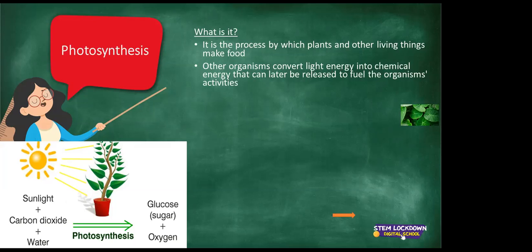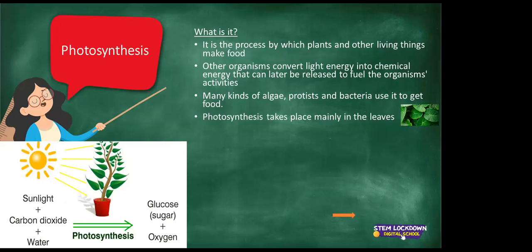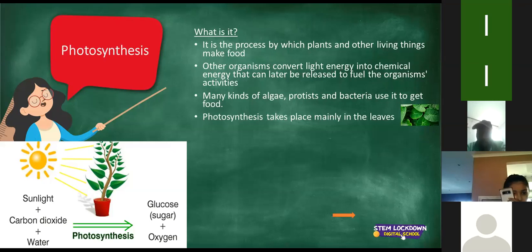Now, just as much as we need energy to do our daily activities, so do organisms and plants. We obviously get our energy from drinking a cup of tea in the morning, having some good breakfast, getting a fruit, whatever the case may be. Just like organisms, they rely on light energy to fuel their daily activities. Many kinds of algae, protists, and bacteria use it to get food. What is it that they use? They use photosynthesis. Photosynthesis takes place mainly in the leaves, which explains the green color that is in the leaves.